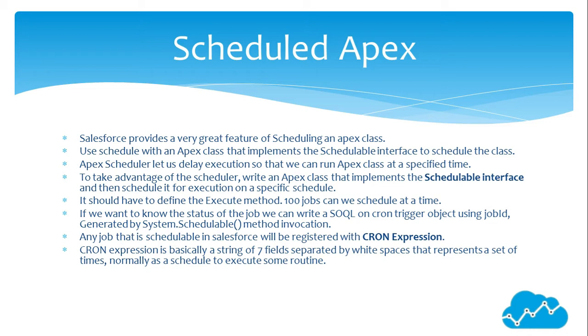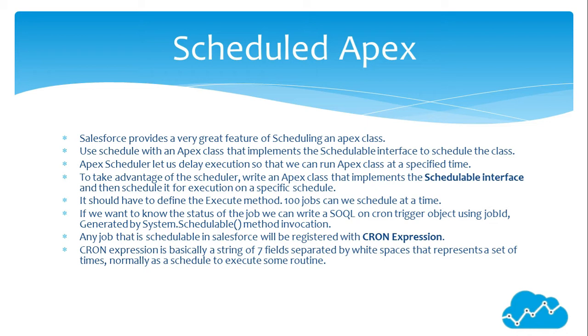To take advantage of the scheduler, write an Apex class that implements the Schedulable interface and then schedule it for execution on a specific schedule. It should define the execute method. 100 jobs can be scheduled at a time. If we want to know the status of the job, we can write a SOQL on the CronTrigger object using the job ID generated by the System.schedule method invocation.